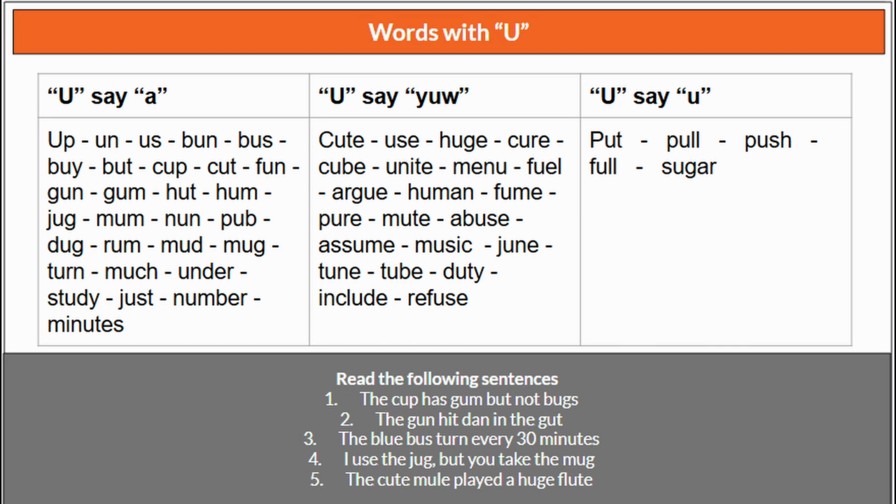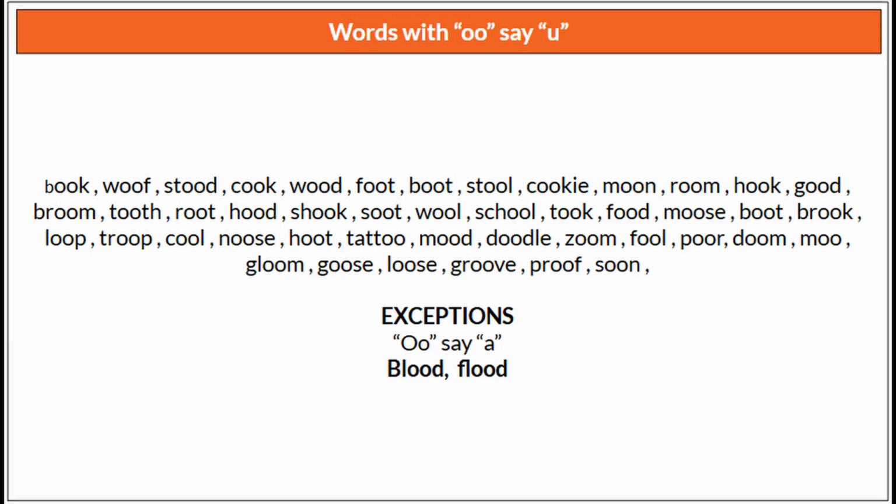Now we have here words with O that we read U. Wherever you will see double O, you have to read them like U. For example, book has double O. Because it has double O, we read it like book, not book, but book. Wolf, stood, cook, wood, foot, boots, stool, cookie, moon, room, hook, good, broom, tooth, roots, hood. You continue reading.